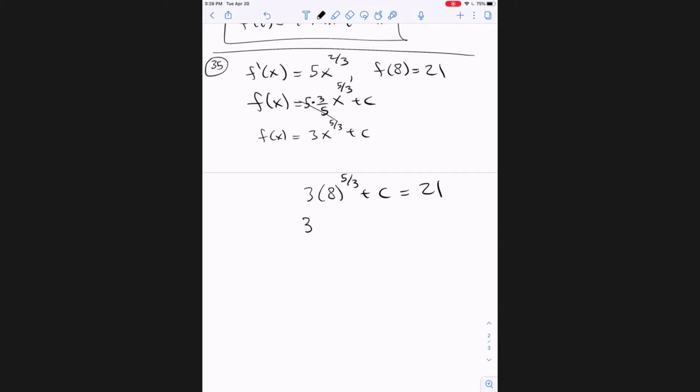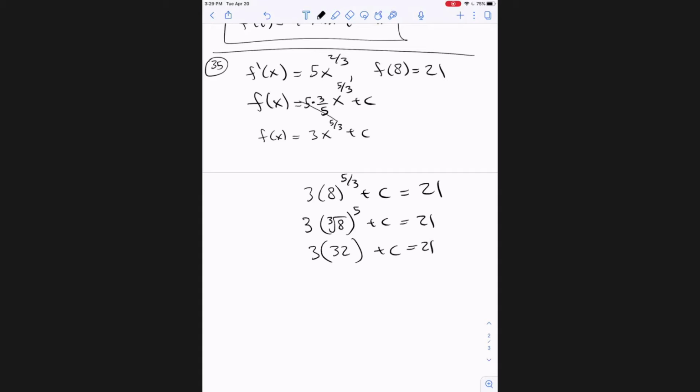So 8 to the 5/3 means 8 to the 5th power, then the cube root of it. You could actually take the cube root first, then raise to the 5th power after. This is a problem that's designed so you can do it without a calculator. Cube root of 8 is 2. 2 to the 5th is 32.